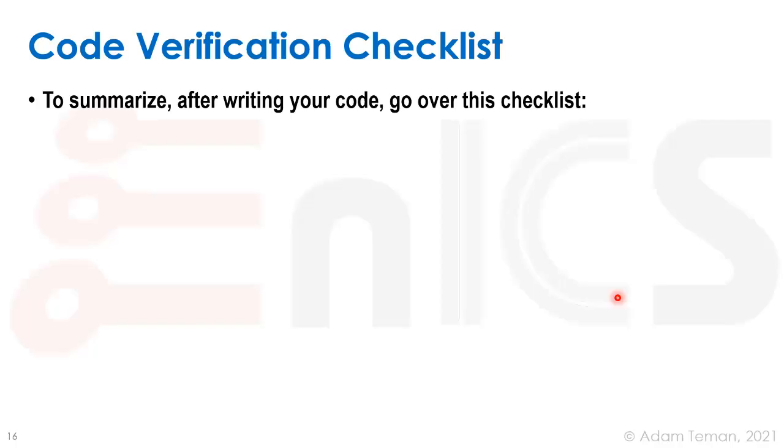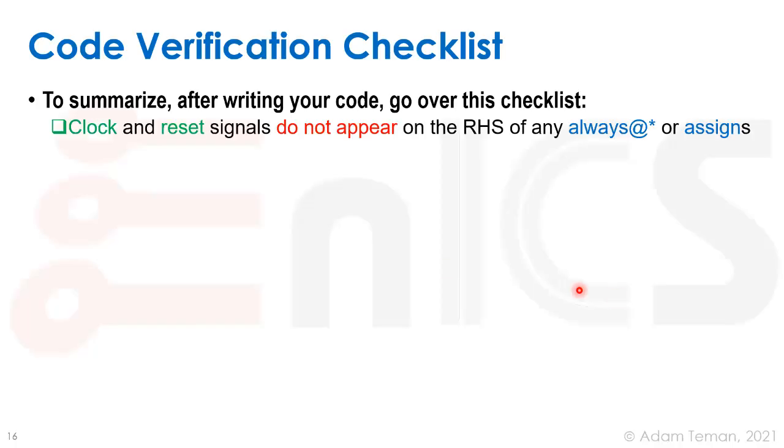So just to summarize, after writing your code, go over this simple checklist. This is what I do when I check my students' work, just to make sure that they didn't do anything wrong. Clock and reset signals do not appear on the right-hand side of any always @* or assigns. That's our first rule. No clock domain crossing occurs. That's also part of our first rule.